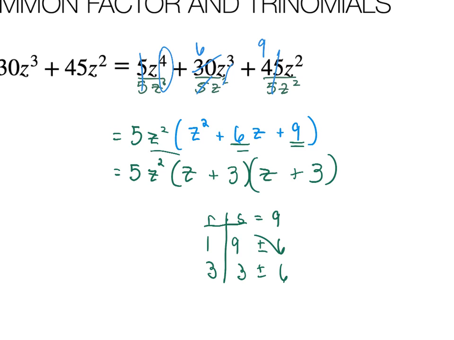And we're done. Okay, so that's what your assignment looks like today. Just factor these trinomials. R times s has to give you c, and r plus s has to equal that b term, or that b coefficient.